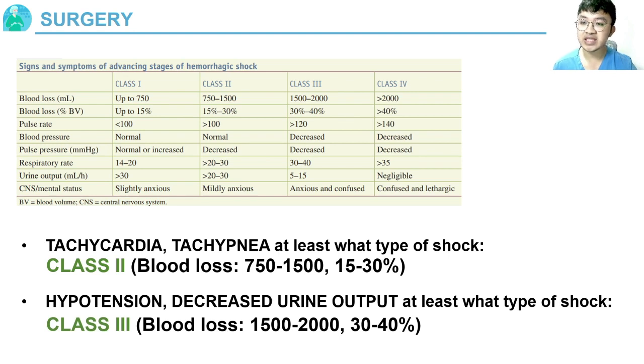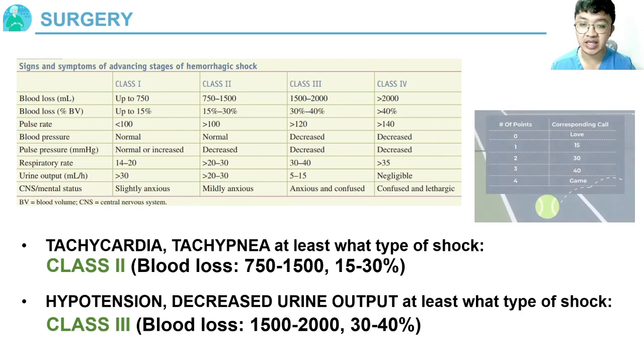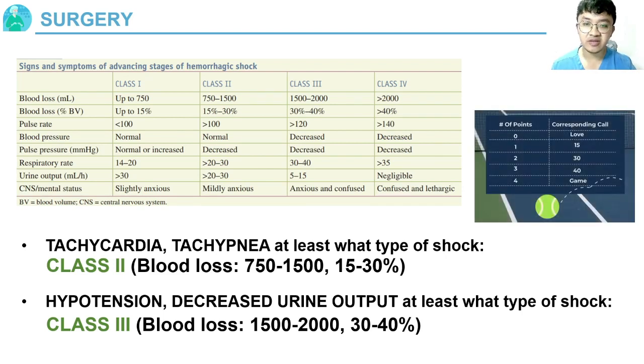Okay, so we have 4 classes of shock. Again, we can memorize the parameters associated with each class of shock by using the tennis system. So if you're a tennis player, you've already got this in check. Just for the tennis system, 1, 2, 3, 4. 1 is 15, so class 1, 15. 2 is 30, okay. 3 is 40, and 4 is game, okay.